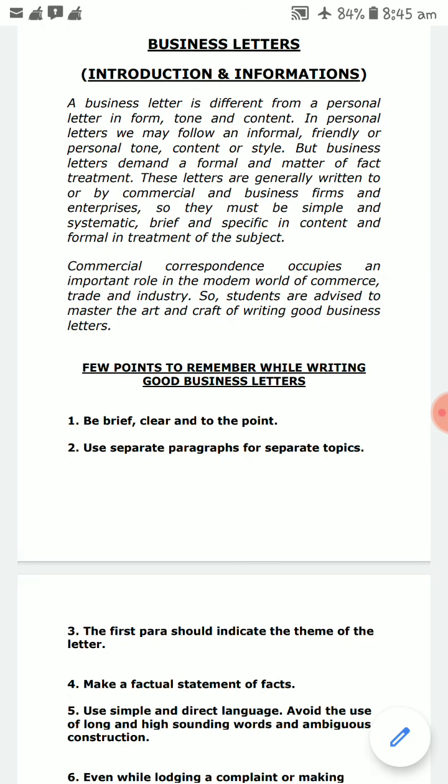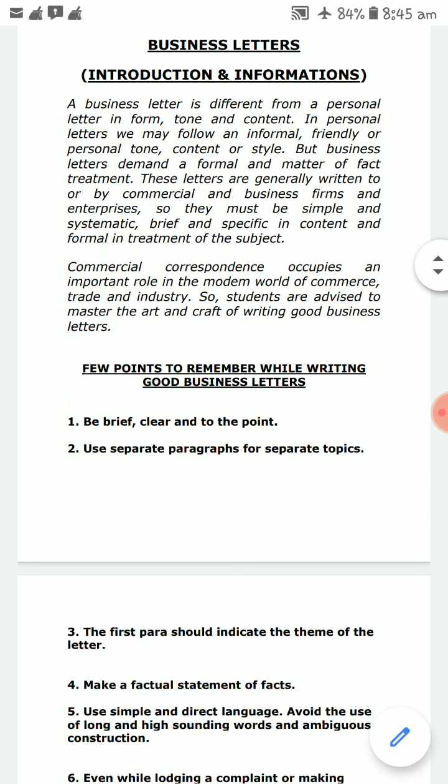These letters are generally for firms and enterprises, so they must be simple and systematic, brief and specific in content, and formal in treatment of the subject. Now, one thing for sure we have to remember every time, that business letters are mainly for commercial purpose. I am repeating one more time, dear students, business letters are mainly for commercial purposes. So it should be systematic, it should be brief, it should be specific to the point.